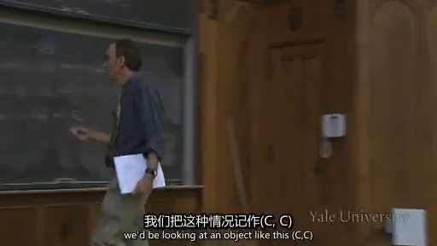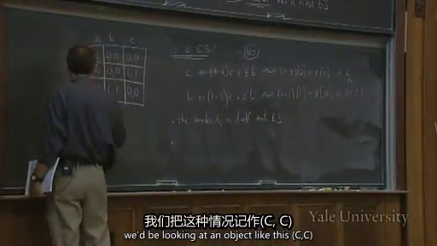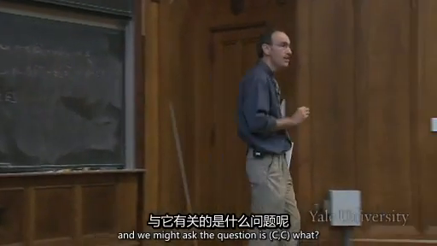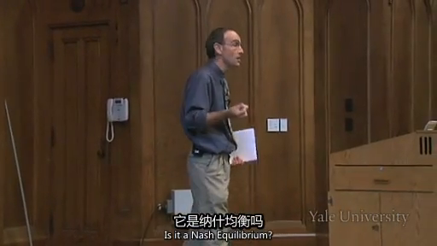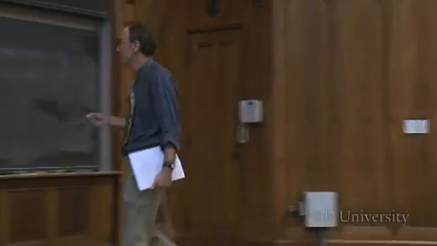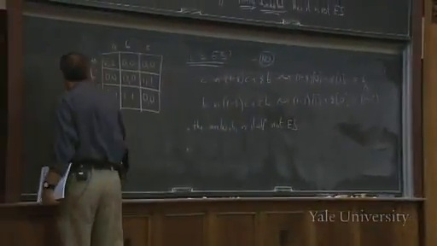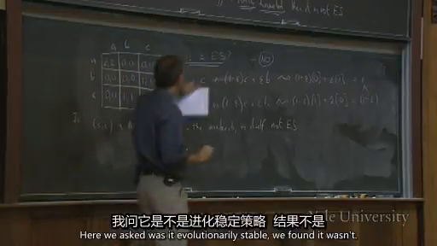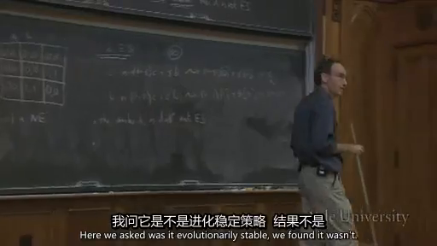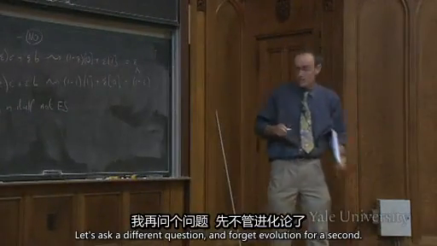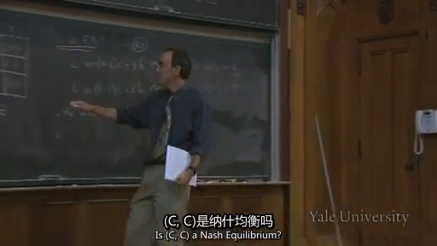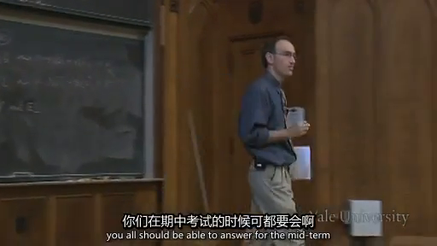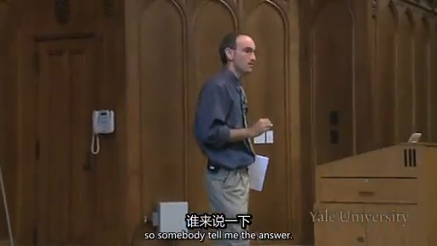If everyone's playing C, we'd be looking at an object like this, C comma C. And we might ask the question, is C comma C a Nash equilibrium? Here we asked whether it was evolutionarily stable, and we found it wasn't. Now let's ask a different question, and forget evolution for a second. Is CC a Nash equilibrium? Well, that's a question you all should be able to answer for the midterm. So somebody tell me the answer.